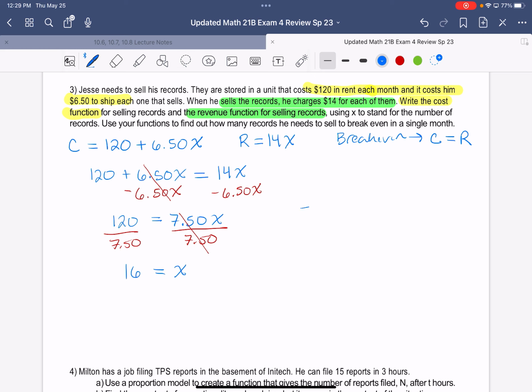So this means Jesse needs to sell 16 records to break even. To get a net zero, okay? To get net zero, he needs to sell 16 records. If he sells less than 16 records, he's losing money. If he sells more than 16 records, he's making money. But if he sells exactly 16 records, net zero. Not losing, not gaining.